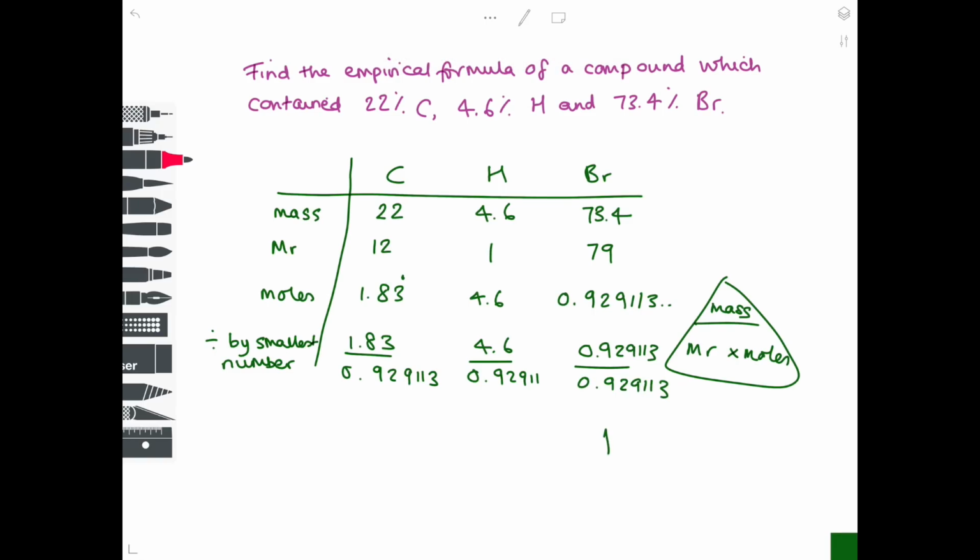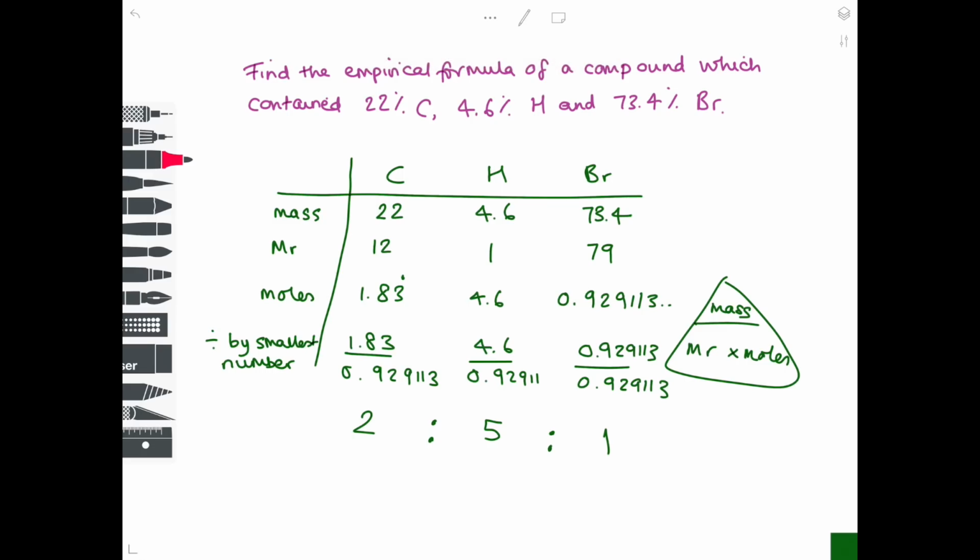So once you've done that, you know that will be 1. This comes out at 4.95, which I can happily round to 5 because that's basically what that number is. And this comes out at 1.98, so that's basically 2. So don't be scared to round, only if the numbers are very close.